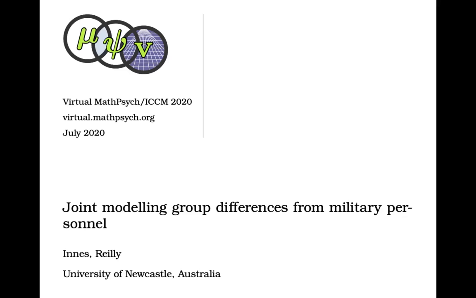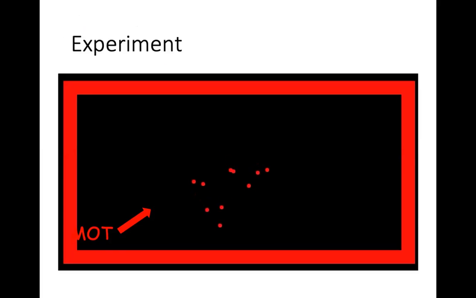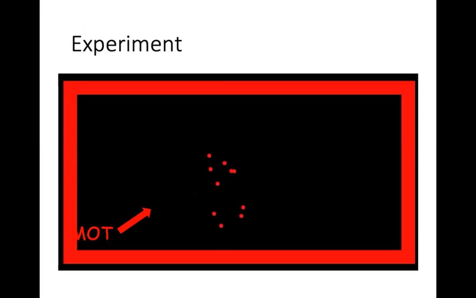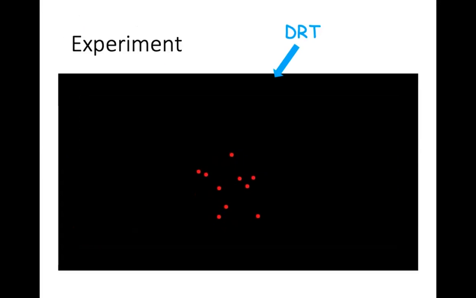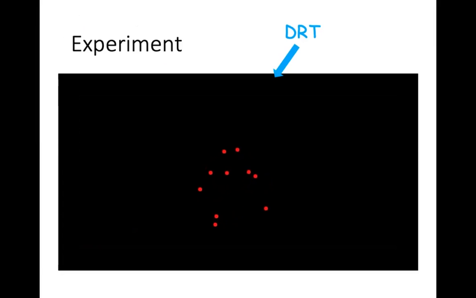Here, you must track two blue targets after they switch to red. This is the multiple object tracking task, or MOT, where participants track several objects in a display of distractors. At the same time, participants do the detection response task, or DRT, where you must detect and respond to a frequent stimuli. At the end of a trial, you are asked to decide whether or not dots were targets.